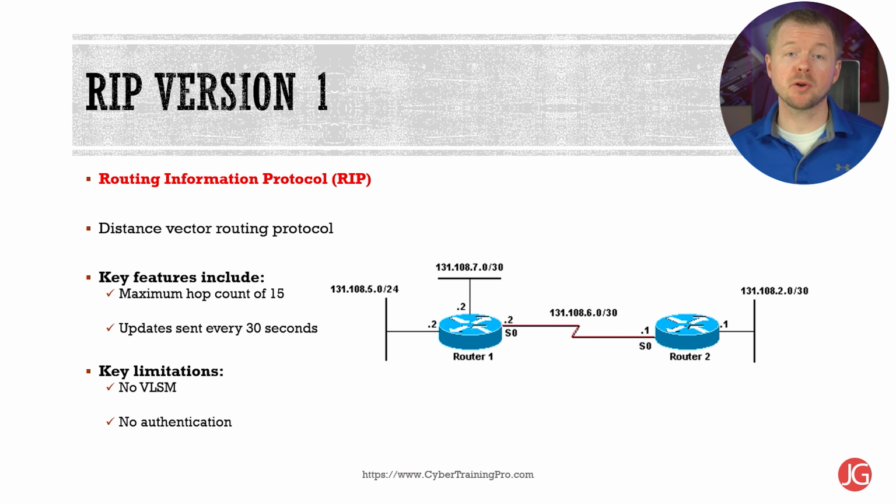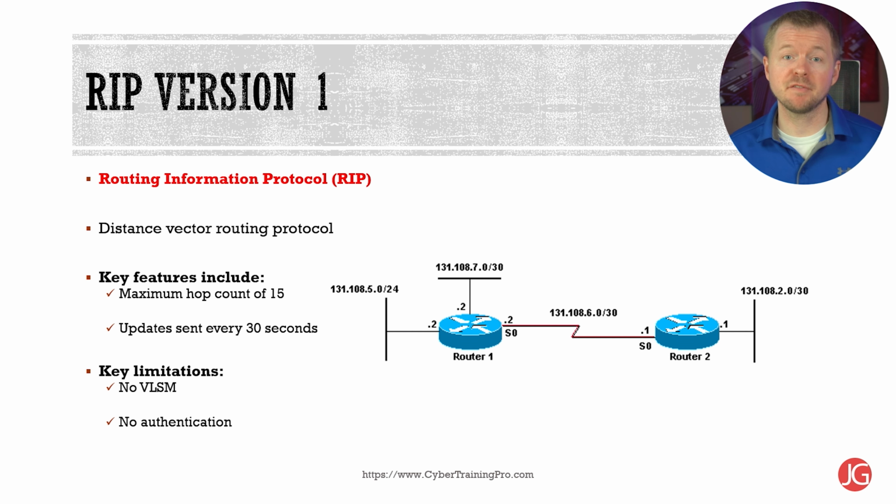The Routing Information Protocol, or RIP version 1, is the original distance vector routing protocol, and it goes back to the 1980s. It has a maximum hop count of 15. Updates are sent out every 30 seconds, which is a problem because every router sends out their routing tables at the same time. RIP version 1 didn't know how to use variable length subnet masking, so you couldn't use different subnet masks.